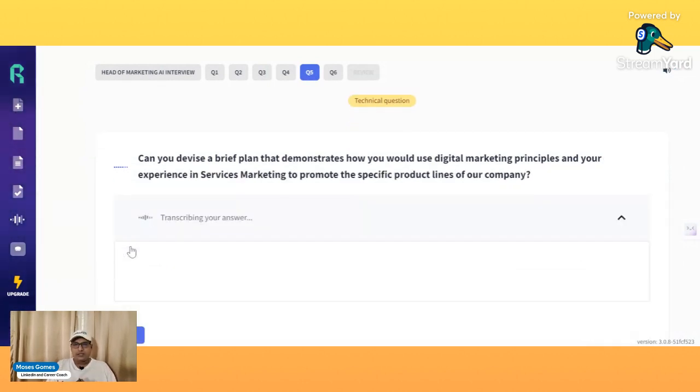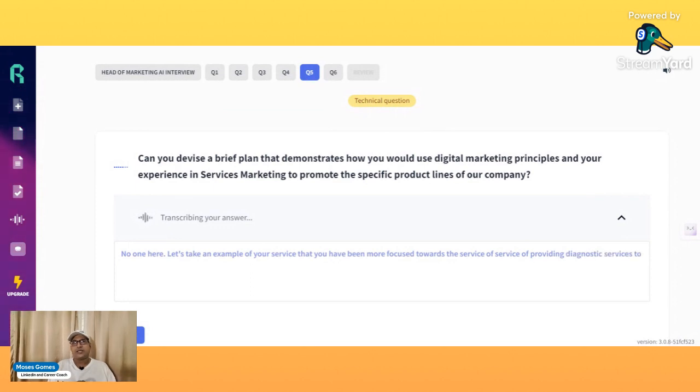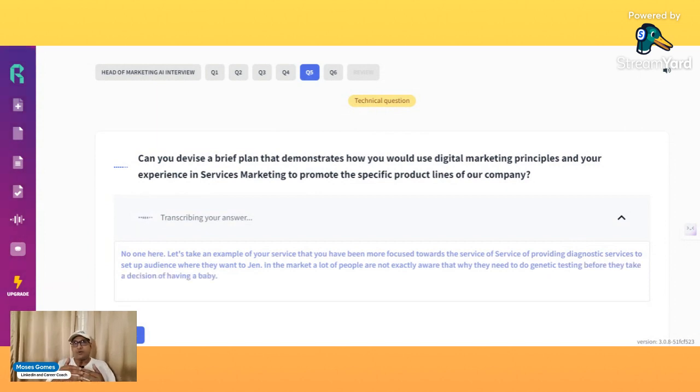Now over here, let's take an example of a service that you have been more focused towards. Your service of providing diagnostic services to a set of audience who want to do genetic testing. In the market, a lot of people are not exactly aware of why they need to do genetic testing before they take a decision of having a baby, becoming from we to hum, or having a baby in the family, or even getting married. Genetic testing is not existent.